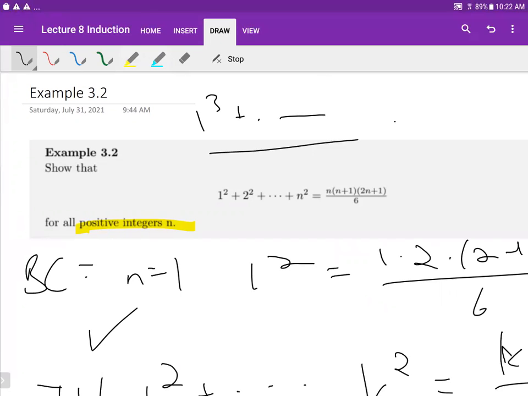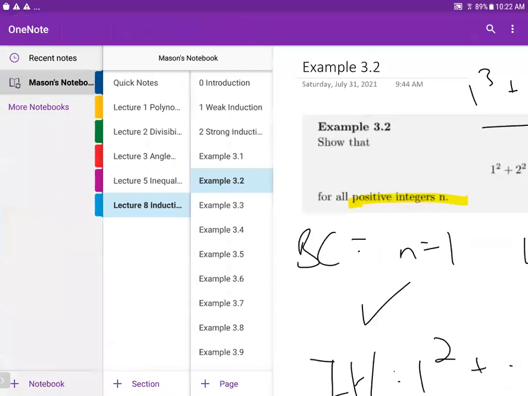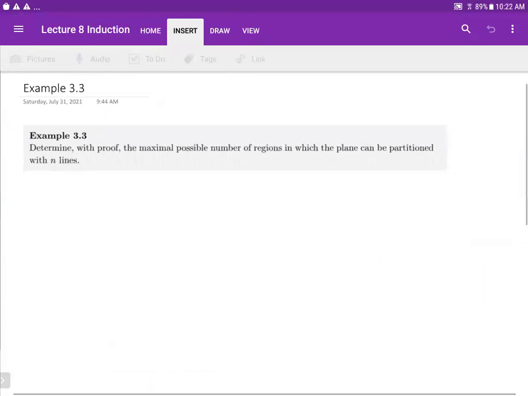But effectively, if they ask you to prove the closed form of some sum of cubes, sum of squares, sum of regular numbers, sum of fourth powers, whatever, you can almost always use induction. Although it will get more ugly as the powers get higher because you will need to expand more. All right, so let's do a different example.